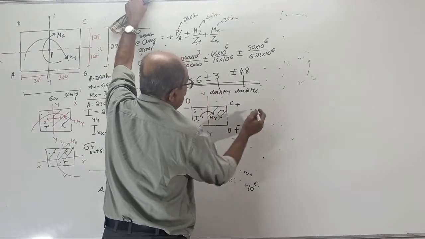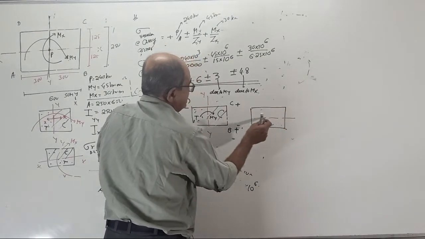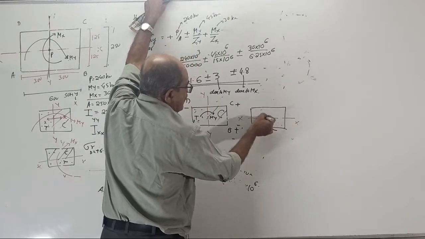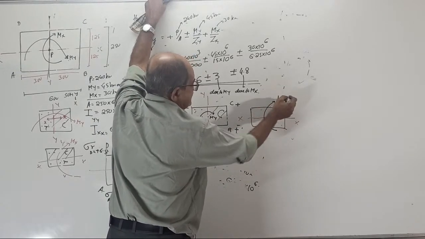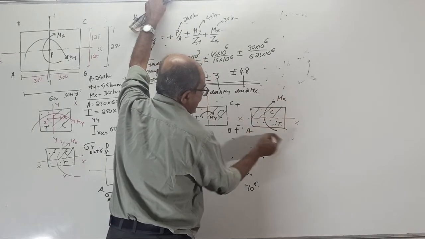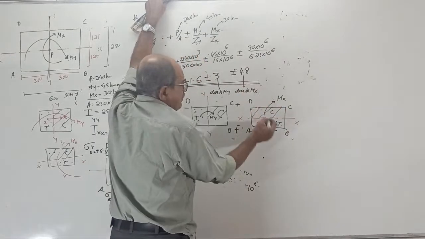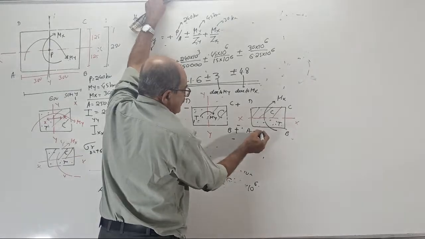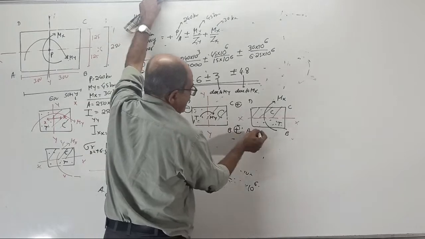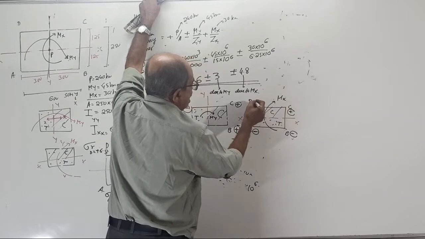And second one, due to Mx, your X axis is here. This is Y, X here. Our bending moment is this way you have taken, M about X. Now, this is compression, this is tension, ABCD. Now, because of this BM, this is negative. See, positive, positive, negative, negative. Here, this is negative, this also negative. These two are positive.